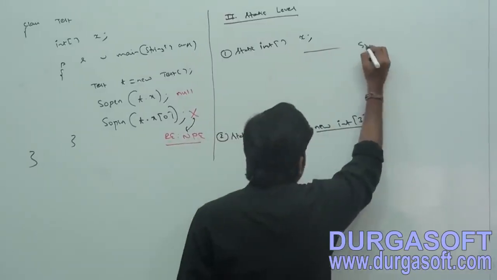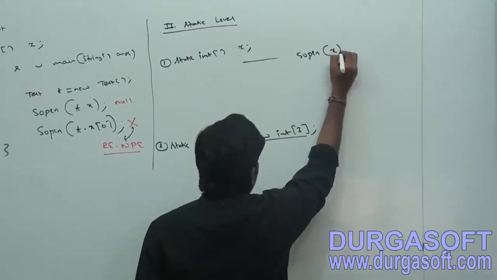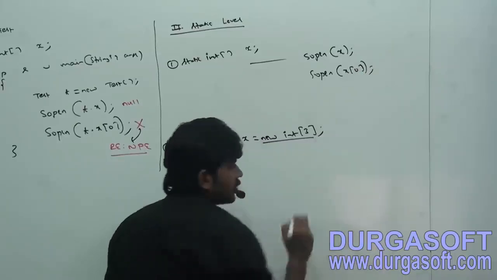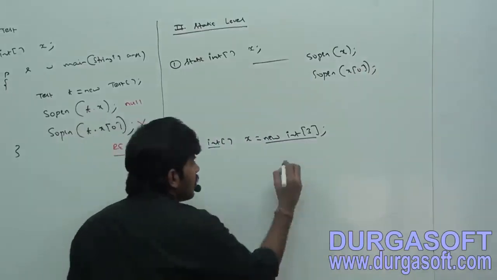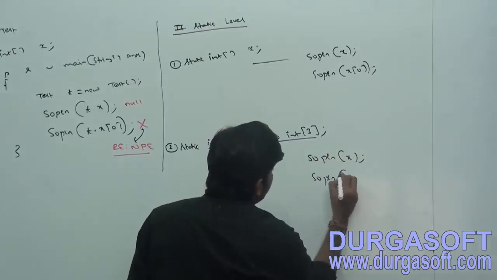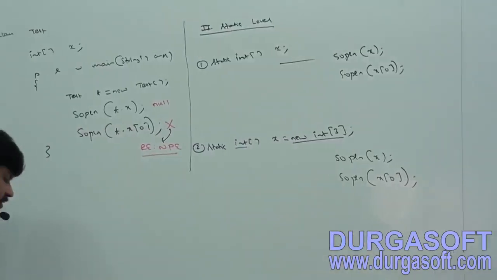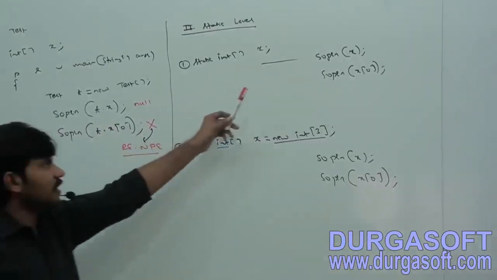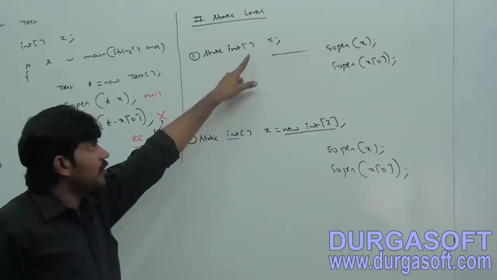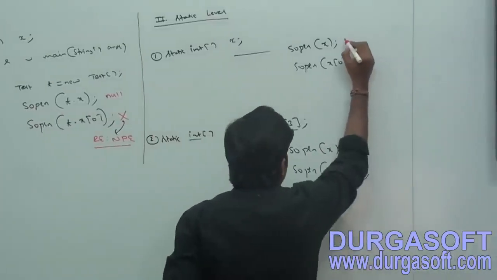Here observe, System.out.println, directly we can access SOP of x and SOP of x of 0. Static variable, right? Here also SOP of x, SOP of x of 0. What is the answer for SOP of x? For static variables also, JVM will provide the default value. That's why what answer we are going to get? Null.